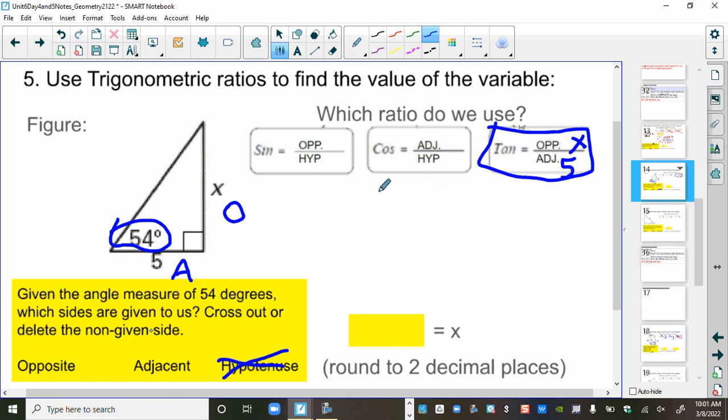So this is going to be your setup. So I'll write it over here. Tangent 54. I'll put parentheses around it. 54 degrees. Over 1 equals, keep your x, over 5. So there's our ratio setup.